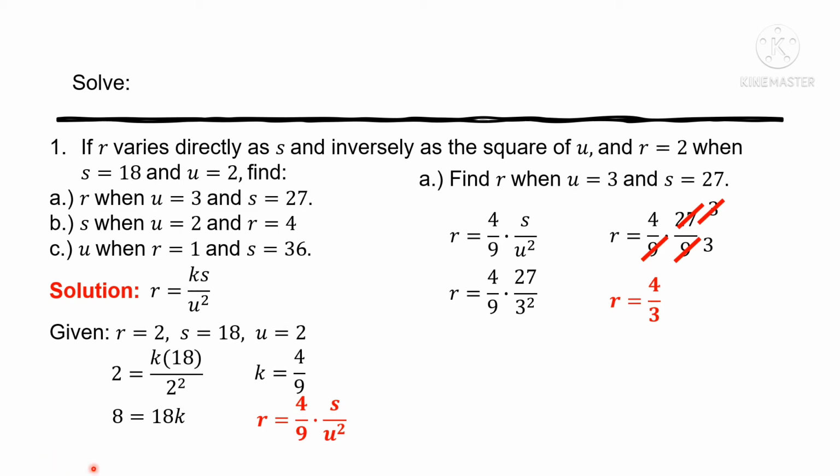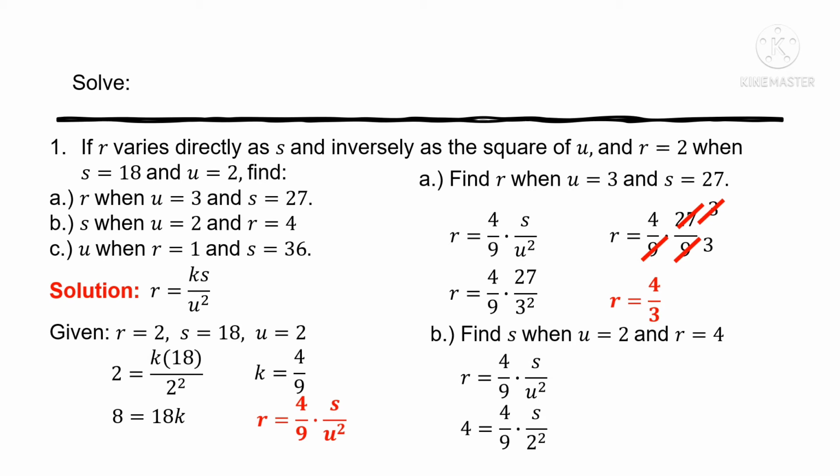Okay? For letter B, find S when U equals 2 and R equals 4. So, parehong formula pa rin ang gagamitin natin. Or variation of equation, R equals 4 over 9 times S over U squared. Okay, so isa-substitute lang natin. Yung R natin ay papalitan ng 4 kasi 4 ito. Tapos yung U ay 2. Kaya nagkaroon tayo ng 4 equals 4 over 9 times S over 2 squared.